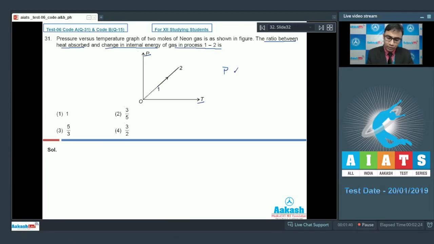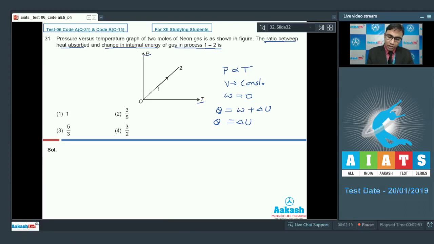So pressure will be directly proportional to the temperature, and when pressure is directly proportional to temperature, we can say that volume will remain constant, and if the volume remains constant, then work done will be 0. So according to the first law of thermodynamics, Q will be equal to work done plus delta U, but since work done is 0, we can write Q will be equal to delta U. That means heat will be equal to the change in internal energy.